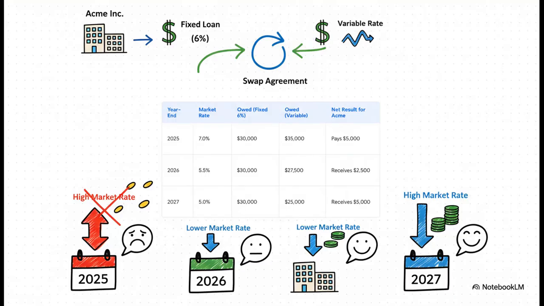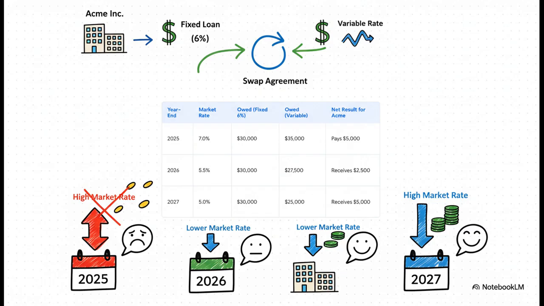Let's just walk through what's happening in this table. So Acme has a loan with a fixed 6% rate, but they enter a swap, so they're paying a variable market rate instead. Look at 2025. The market rate is 7%, which is higher than their old 6%, so they end up paying the difference, 5 grand. But then, look what happens.